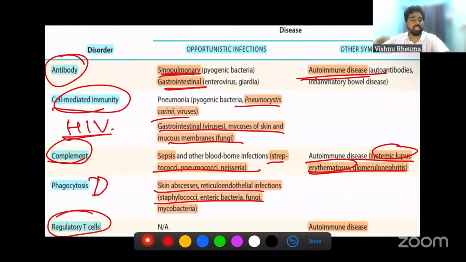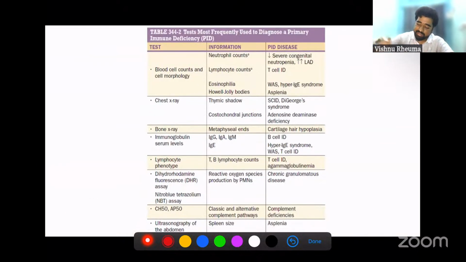Regulatory T cell, whenever regulatory T cells are low, regulation doesn't happen, increased inflammation happens, autoimmune diseases happen. So this is your Harrison table, again not clearly given. This is saying what tests you want to do. So basic frontline test, you will obviously do the blood counts. If there are decreased blood counts, you will suspect something like neutropenias. While in leukocyte adhesion defect, what happens? The leukocytes are not able to adhere to the wall.